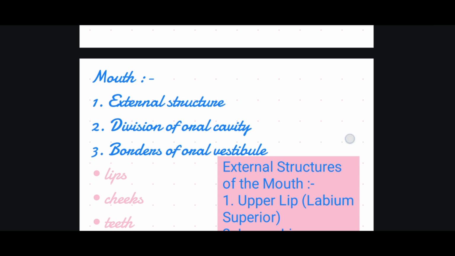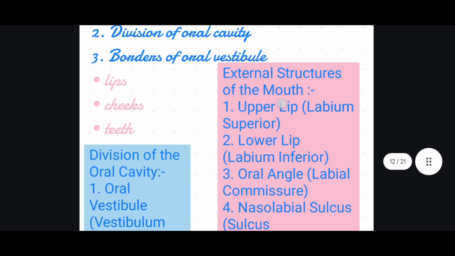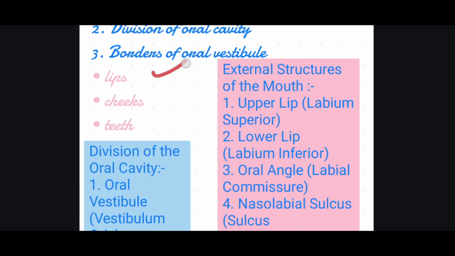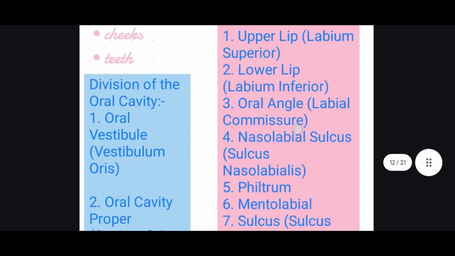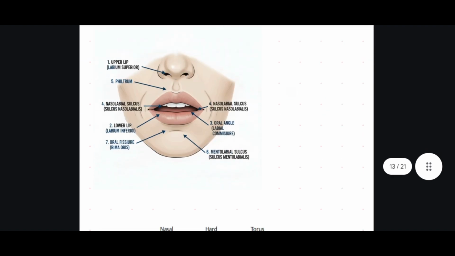Now we're going to start with the part that is called the mouth, which will cover the external structures and the division of the oral cavity, which includes the oral vestibule. And the oral vestibule includes three parts, that is the lips, cheeks and the teeth. So we are going to discuss the anatomy of all these and a basic physiology in the next video. So as you can see over here, what is there?